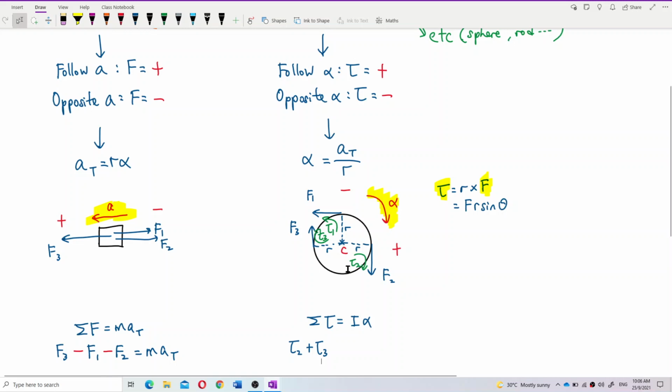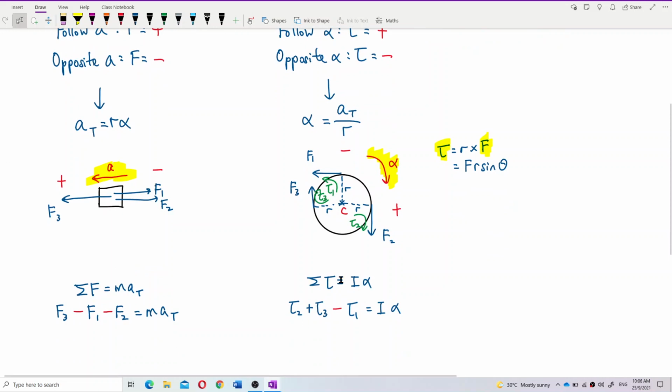Torque 2 is clockwise, torque 3 is also clockwise, same as alpha clockwise, so both are positive. But torque 1 will make this thing rotate anti-clockwise, so torque 1 is negative, because it is opposite to alpha. This is the way. You see that? It's the same thing as Newton's second law. This is actually Newton's second law also, the same concept.